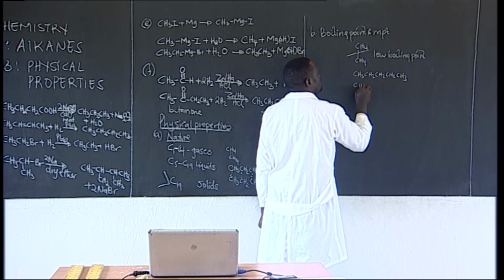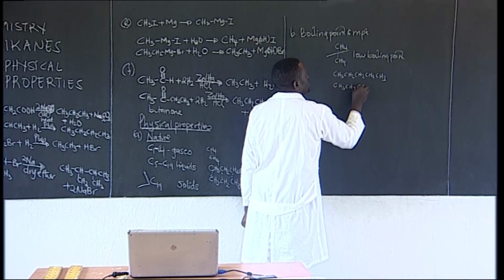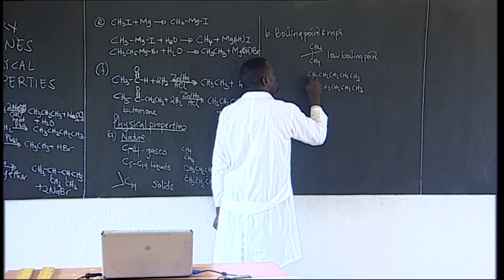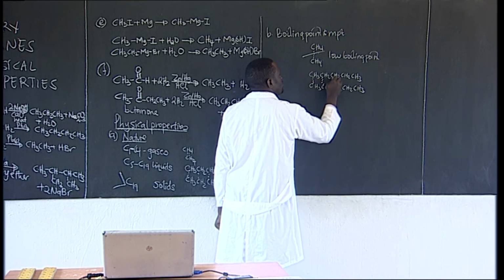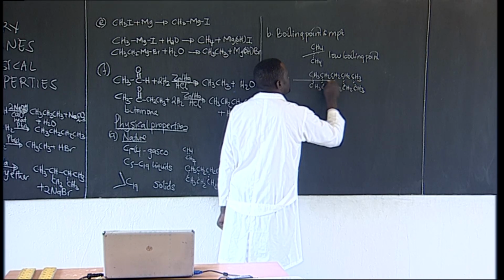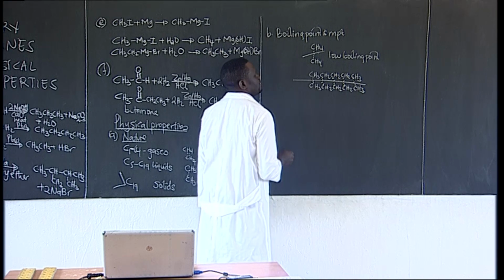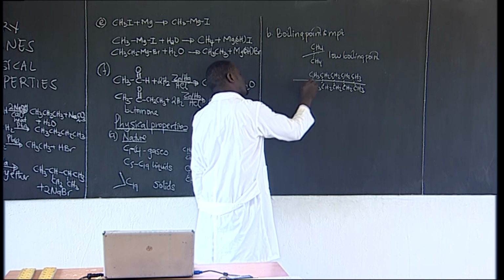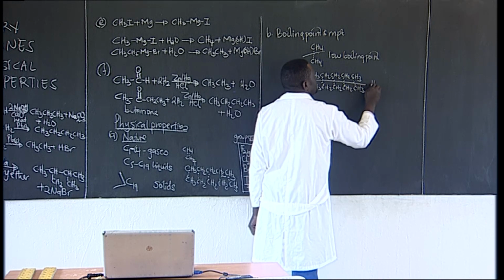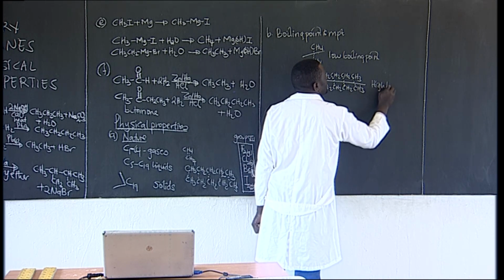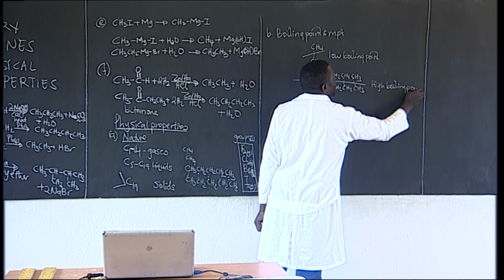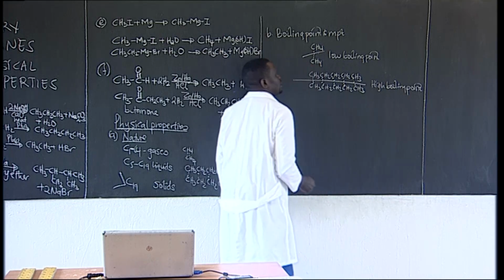We have 1, 2, 3, 4, 5. So it will have more intermolecular forces. And the more the intermolecular forces, the more difficult it is to break this bond. So the more difficult it is to break this bond, the higher. We say we have high boiling point. So we have higher boiling points when we have increase.